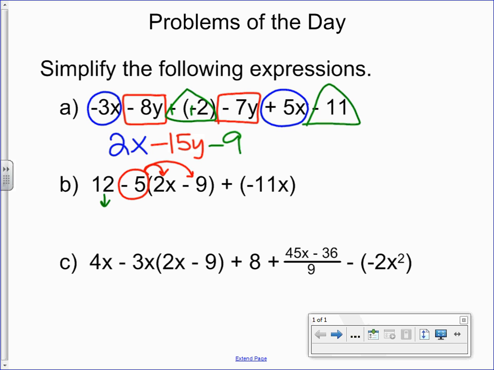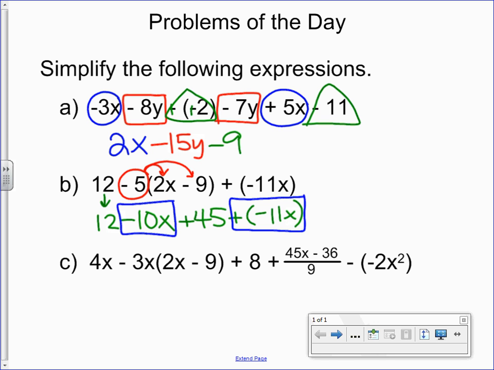line. Negative 5 times 2x is a negative 10x. Negative 5 times negative 9 is positive 45. And my plus negative 11x drops down to the next line also. So I've done my distributive property. Now I'm going to combine like terms again.